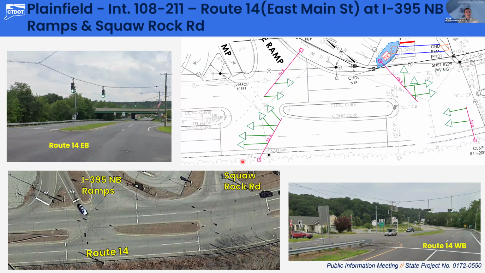So we're moving on to Plainfield now, intersection 108 211, Route 14 at the I-395 northbound ramps and Squaw Rock Road. So this is a double intersection. The western part of the intersection is going to have a mast arm installed on the north side of the intersection. One's going to be on the south side of the intersection. And on the eastern portion of the location, we're proposing a mast arm on the northwest corner and the southeast corner. And at this time, we're proposing one crossing on Squaw Rock Road. And at that intersection, we're going to be having new pedestrian facilities on the northeast and the northwest corner at this time.